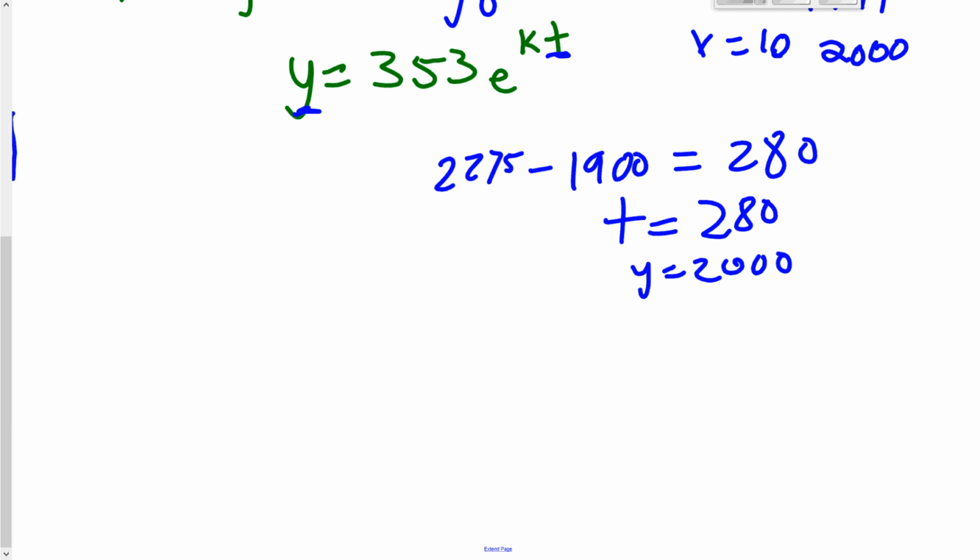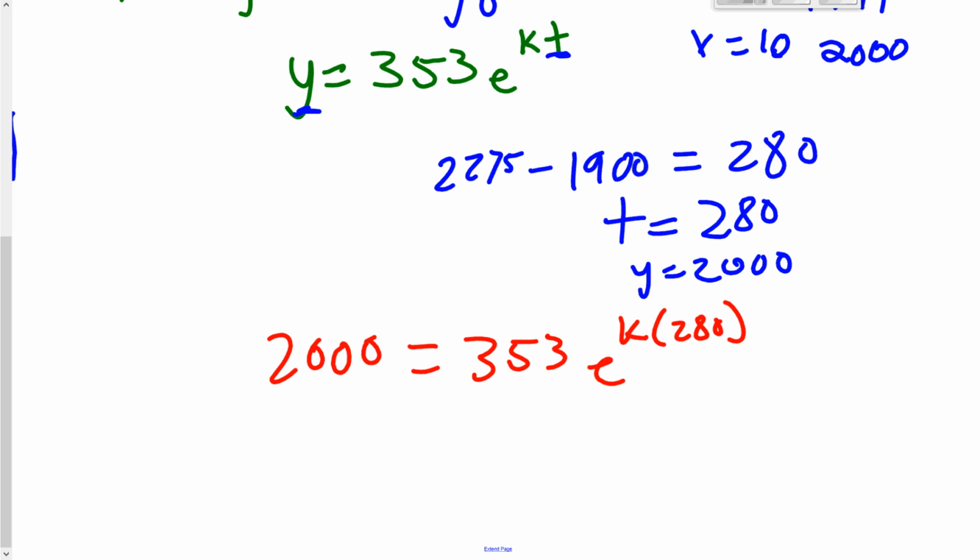Okay, so let's go ahead and plug it into this formula that we got so far. 2,000, so our y equals 353 e^(kt), and our t here is 280. So now I'm trying to find the exponent k, and I have variables in my exponent, right? So I have to solve this exponential equation. Well, how do we do that?